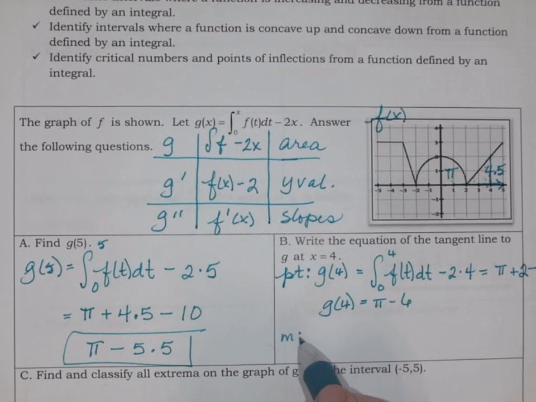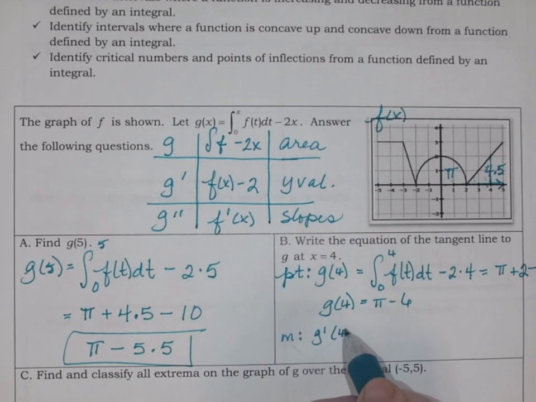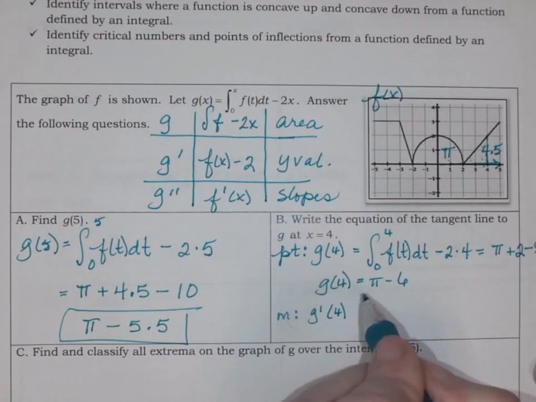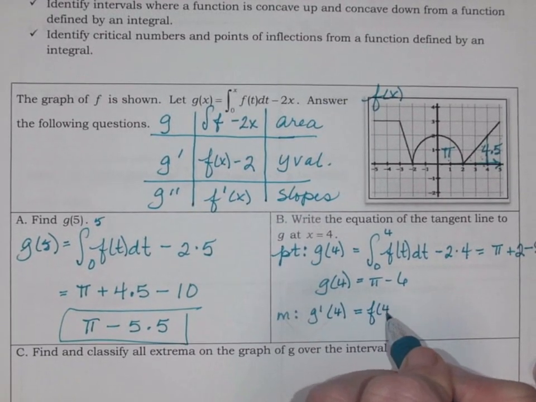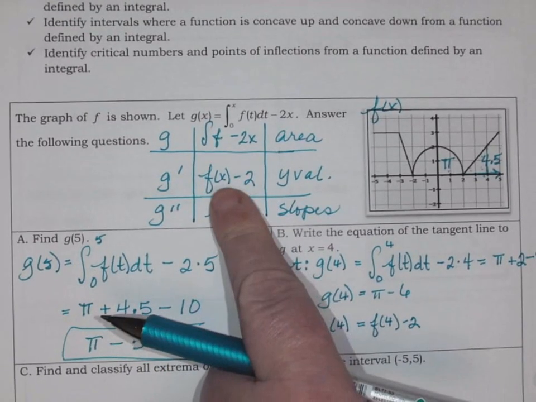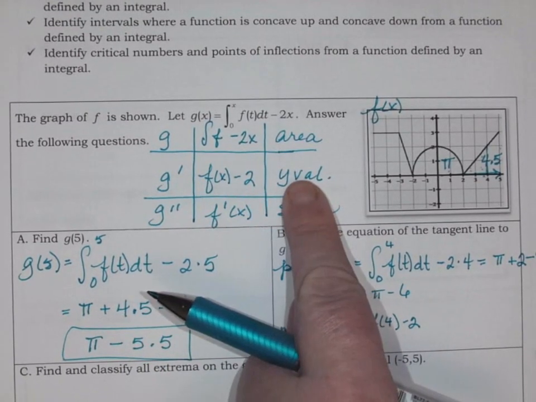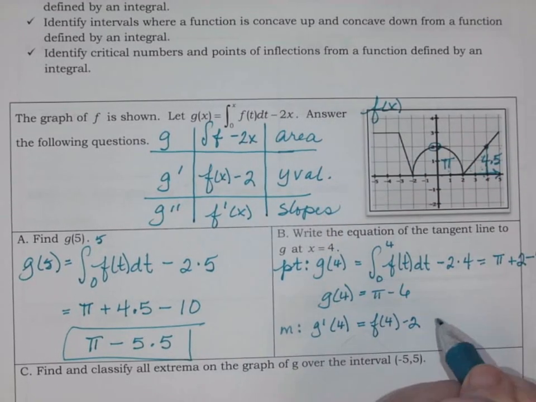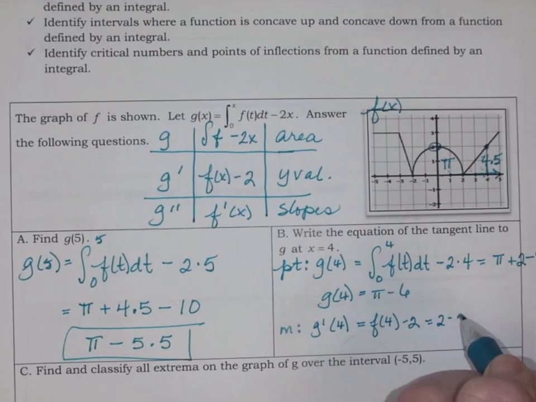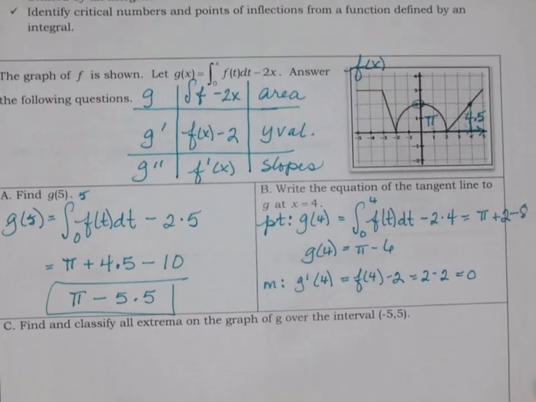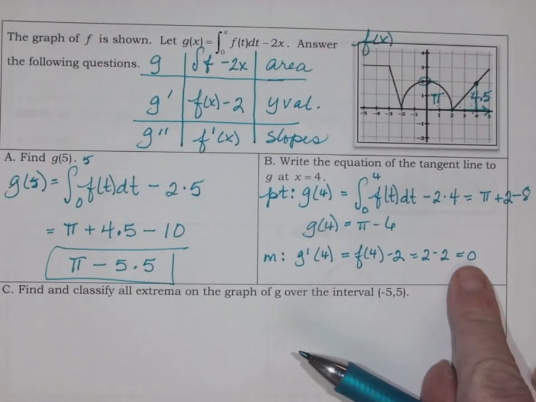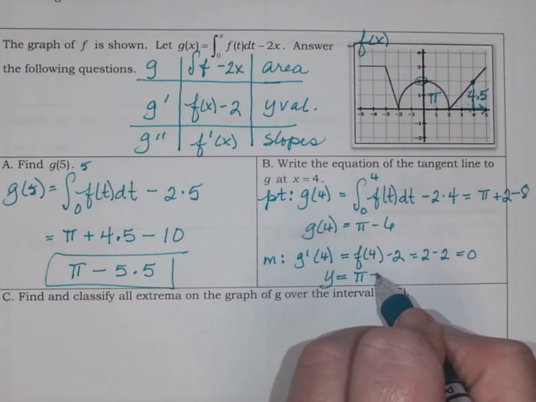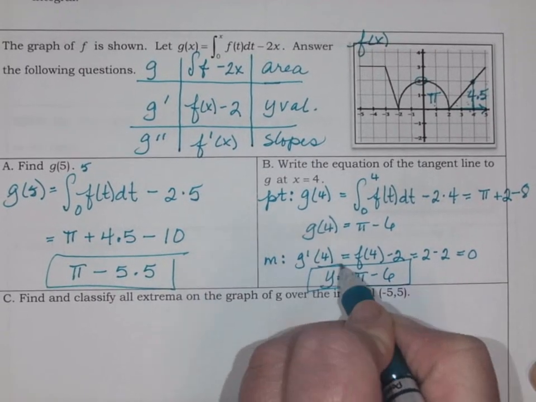Then we need our slope. So we need g prime of 4. Or remember, g prime is f minus 2. So that would be f of 4 minus 2. To find f of 4, we're going to look at our y values. So at 4, our y value is up here at 2. So that would be 2 minus 2, which would be 0. So when we have a slope of 0, it's just a y equals line. So it's going to be y equals pi minus 6.